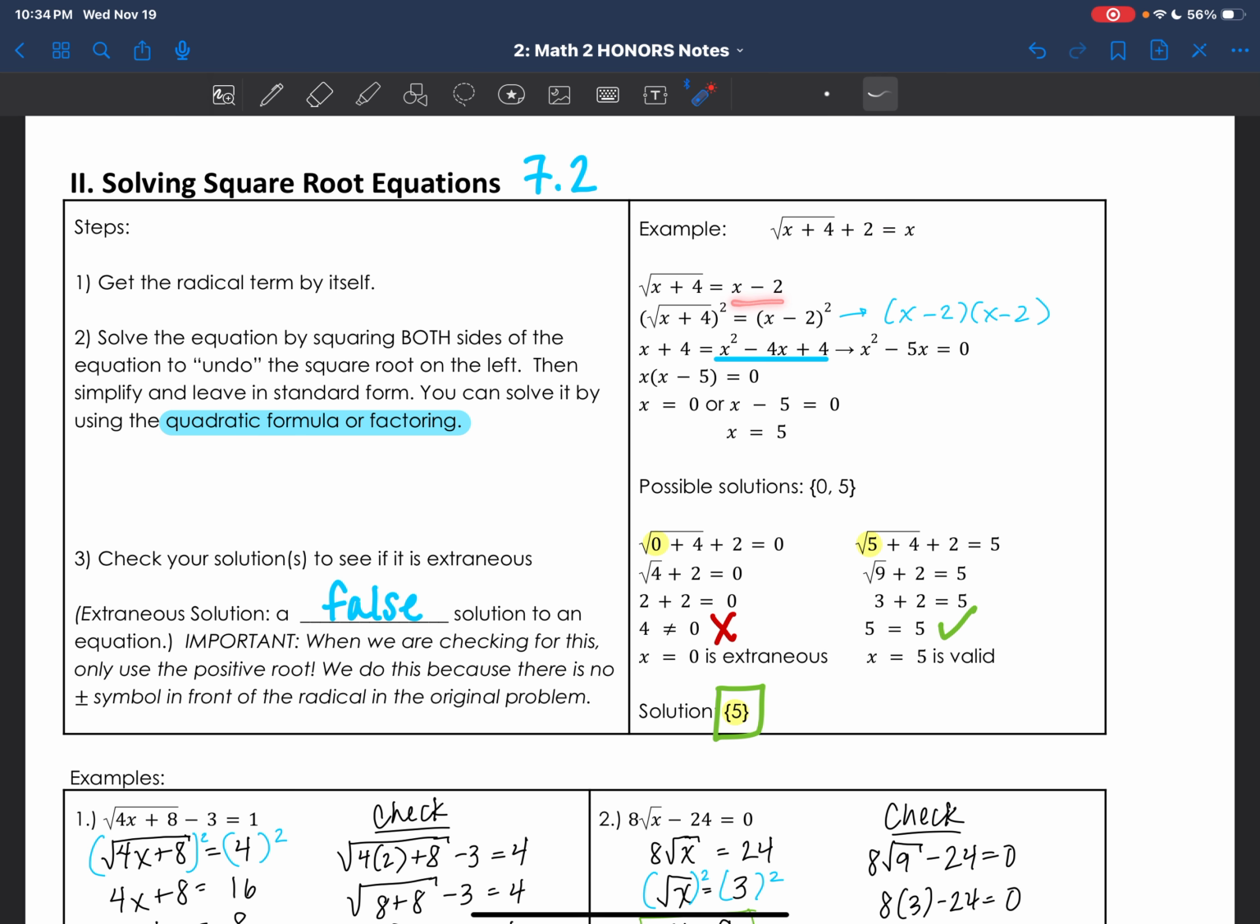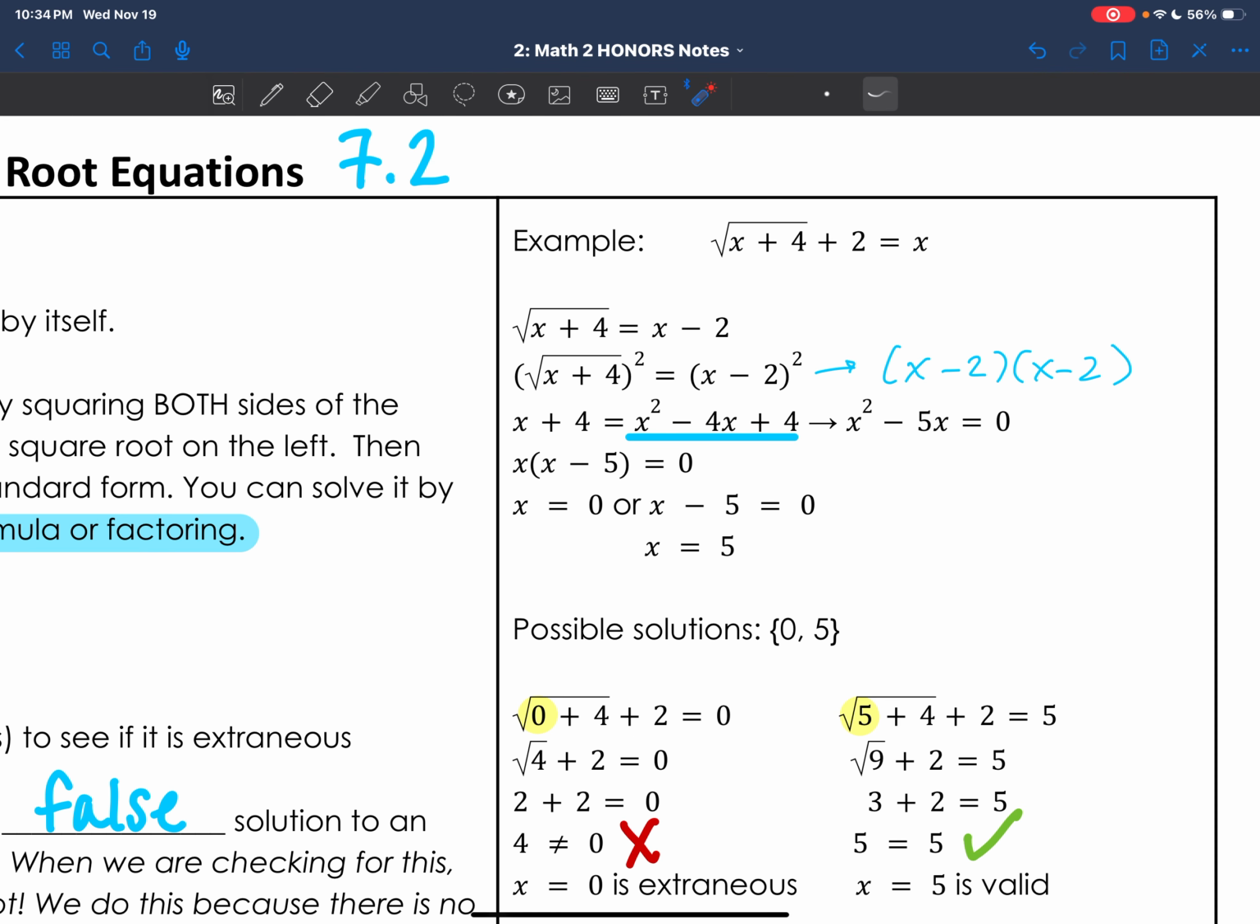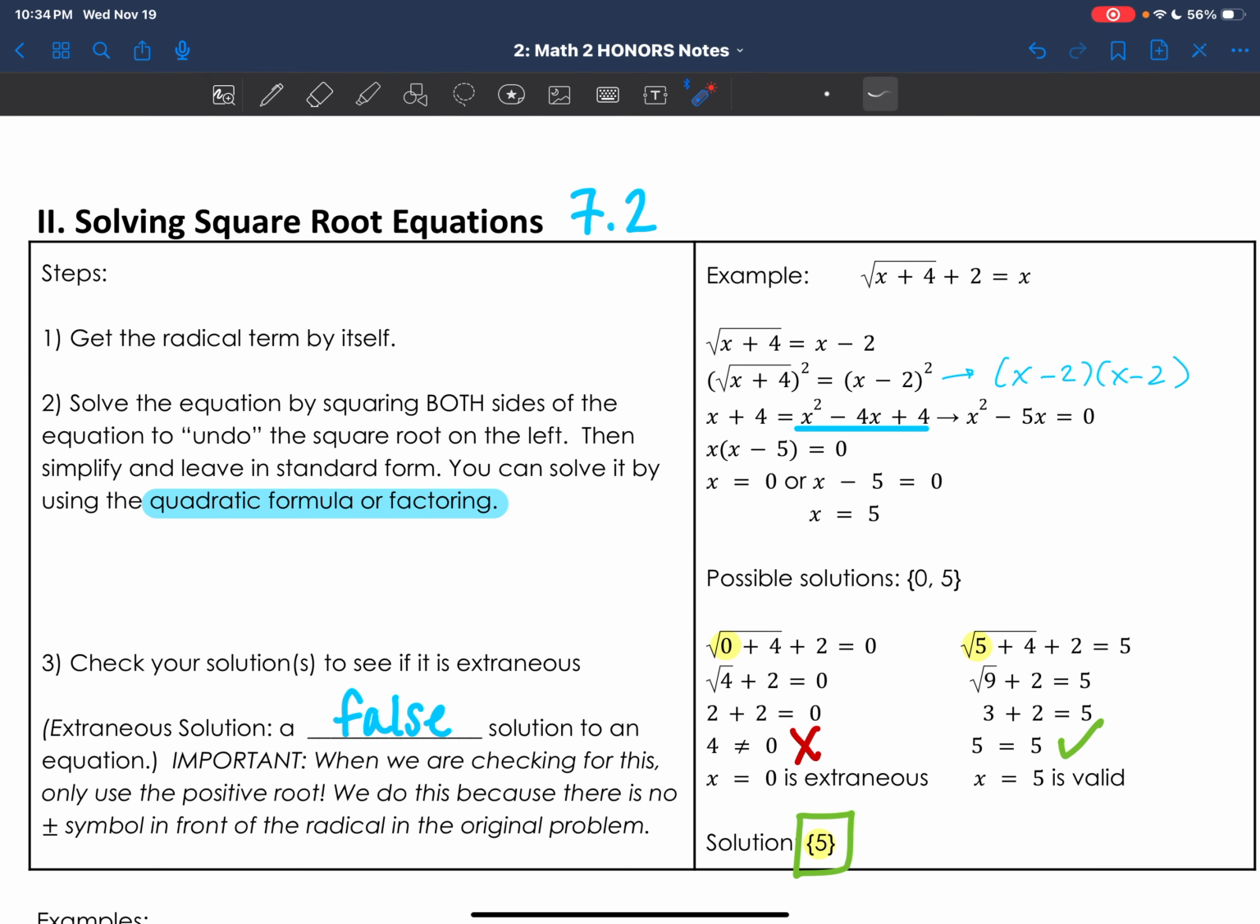And then once we subtract 2, and we've got the radical by itself, now we can square this side, and we're going to square this side. So the square and the square root, it's undone because we undo the square root by squaring it. So these cancel out, and you're just left with x plus 4.